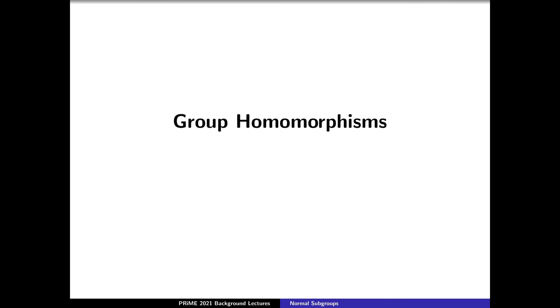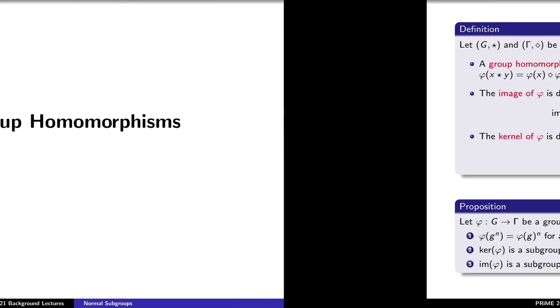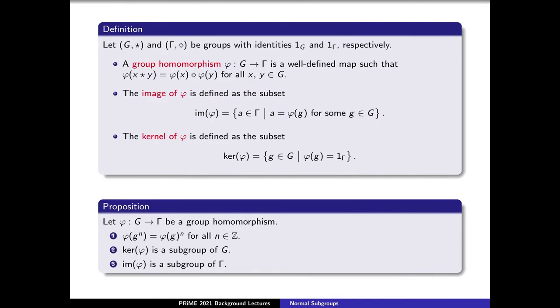And so the first topic we're going to discuss is the notion of group homomorphisms. With a group homomorphism, we're looking specifically at maps between groups that preserve the group structure. In many ways, you have already seen this in linear algebra. Linear transformations are examples of group homomorphisms, except that linear transformations have added structure.